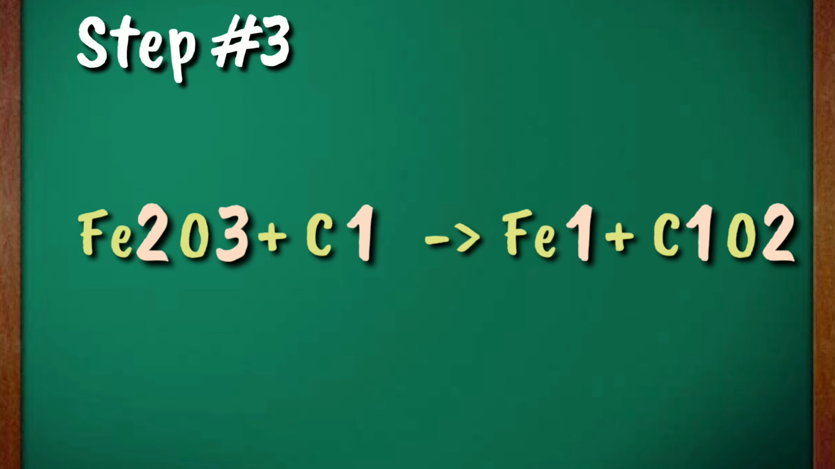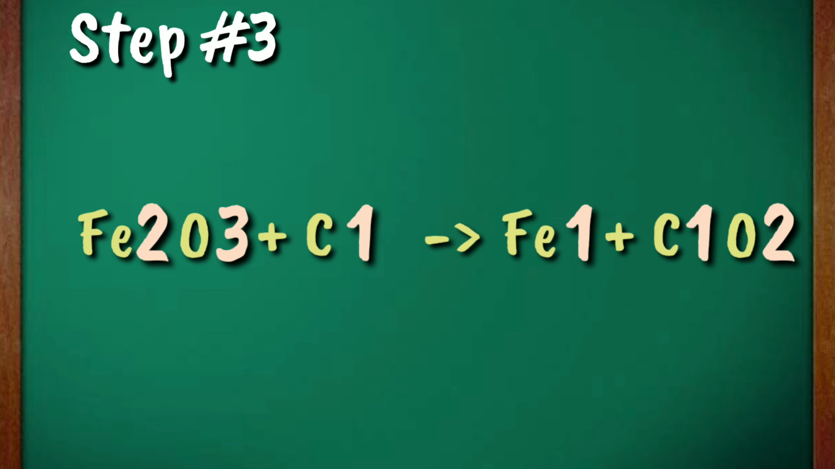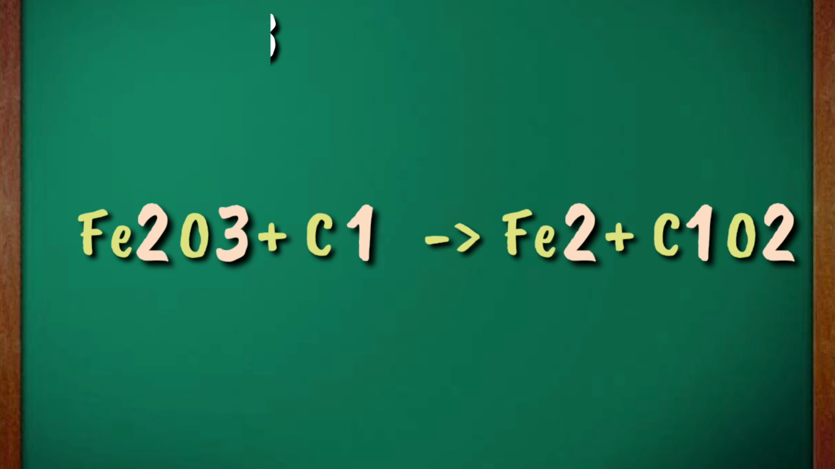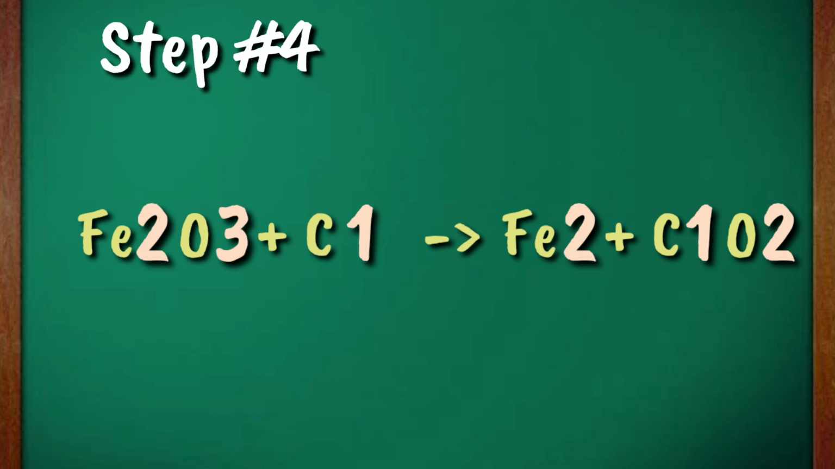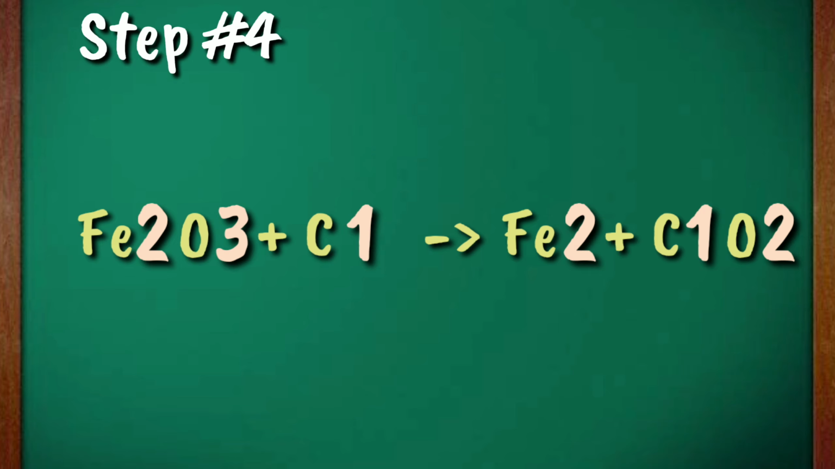The third step is, balance the metals. In the reactant side, iron has 2, and on the product side, iron has 1. So we must multiply the iron on the product side by 2 to get 2 iron atoms on both sides. The next step is, balance the nonmetals except hydrogen and oxygen. In this case, carbon is already balanced and we can proceed to the next step.